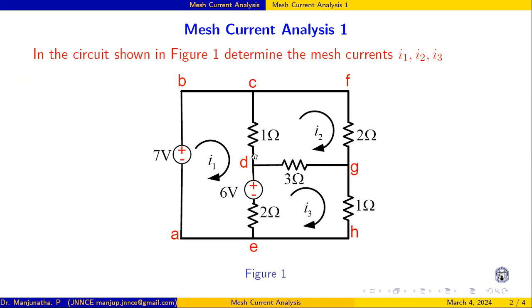For example, the current flowing in this 1 ohm. In this case, it is the difference, because I1 is flowing and I2 is flowing in this. So I1 minus I2 is the current flowing in this. Similarly, what about the current in the 2 ohm? It is simply I2 only. So in this way, we can determine.